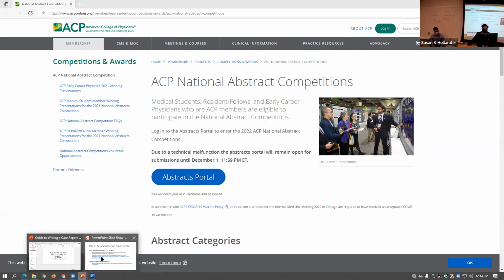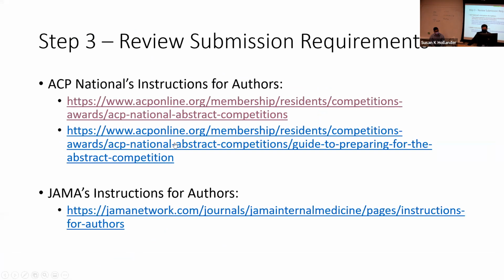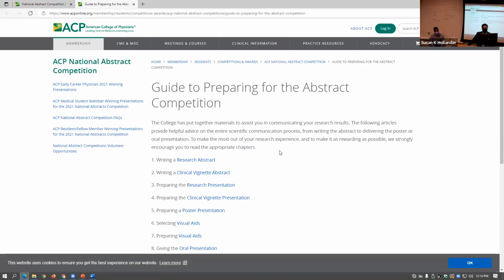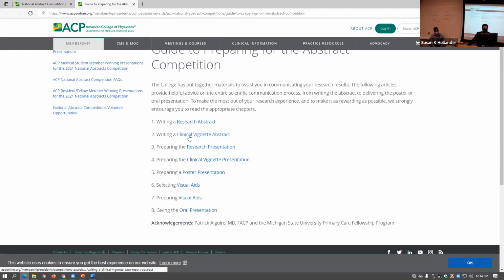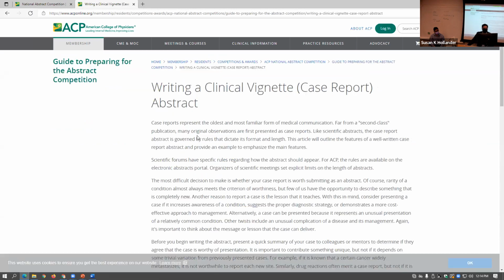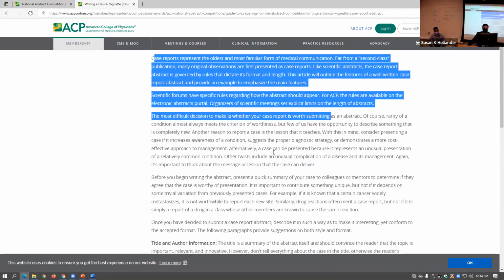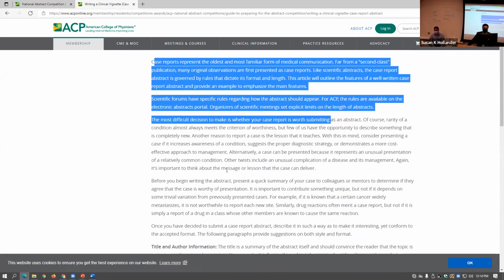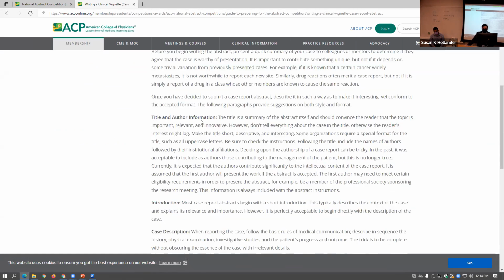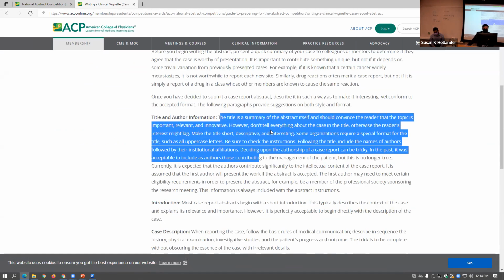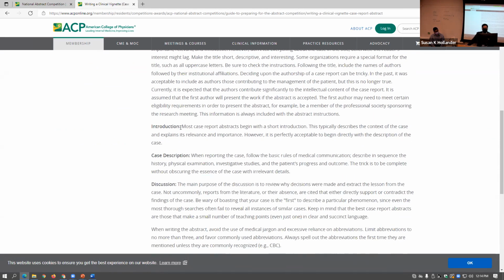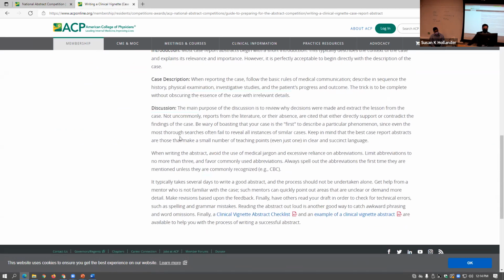But at the same time, going back to the presentation, there are certain individual requirements that are listed for each individual type of abstract that you're writing. And so going to the clinical vignettes section, it literally lays out for you how exactly you want to write your abstracts for a case presentation. So it talks about for the title and author information, how you should potentially name. It talks about the introduction, the case description, the discussion, etc.